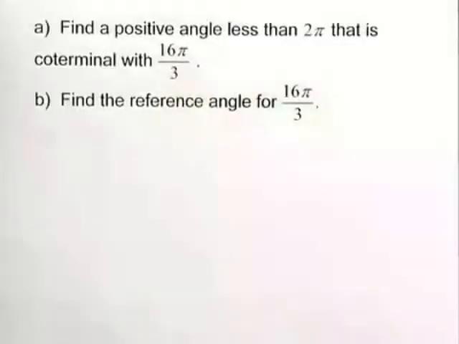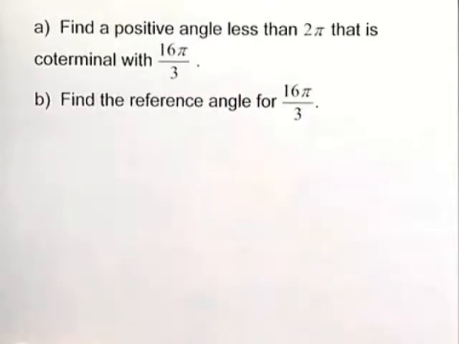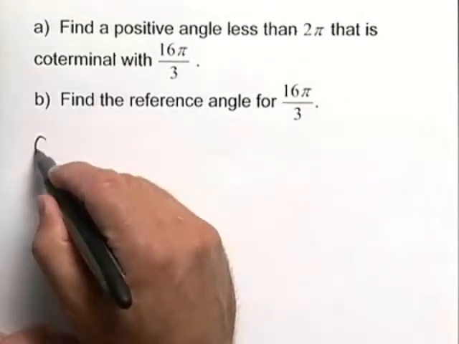Let's work with an angle greater than 2 pi radians. We want to find a positive angle, actually less than 2 pi radians, that is coterminal with 16 pi thirds, and that's the angle greater than 2 pi radians. And secondly, we want to find the reference angle for that particular angle. So let's start with part A here.